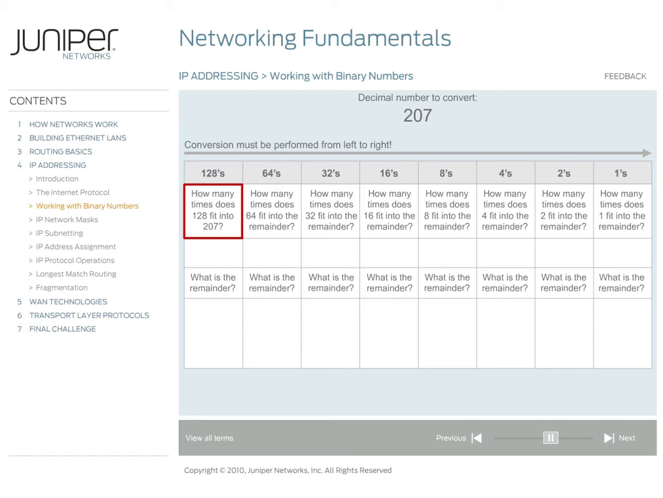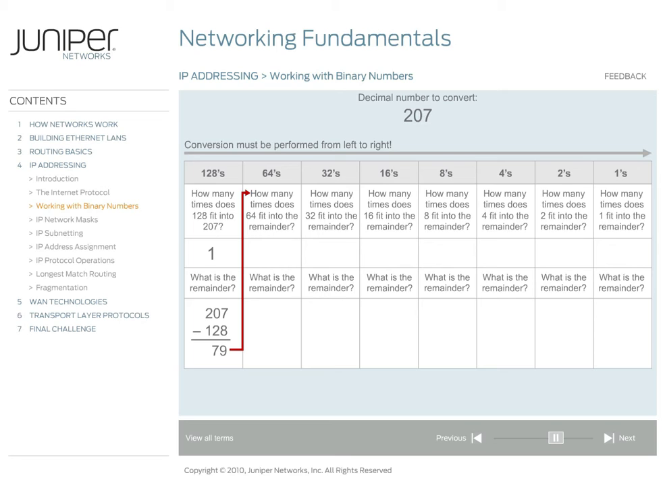128 fits into 207 one time, so we set that bit to a 1. We then subtract 128 from 207 and see that we have a remainder of 79. You might be asking yourself, because binary numbers can only be represented with ones and zeros, what happens if the number fits into that place more than one time? Remember that with 8 bits, the decimal number can never be larger than 255, and 128 only fits into 255 one time.